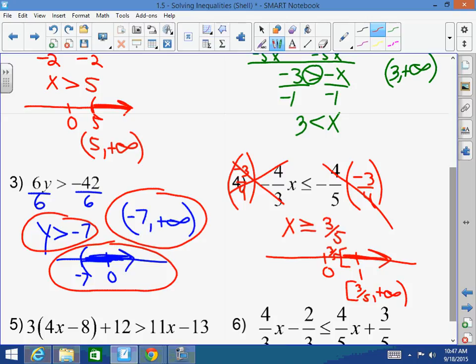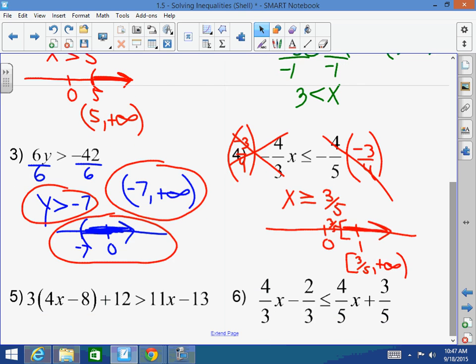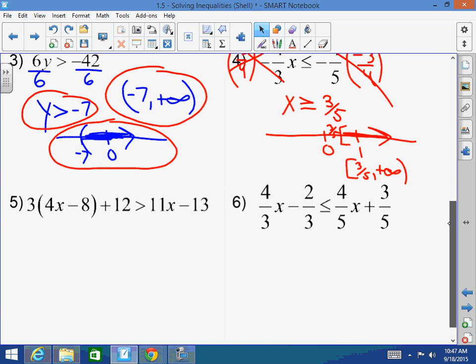Does that make sense, brothers? Promise? Yes. Okay. Now we're getting to the good stuff. Now we're getting to the good inequalities.